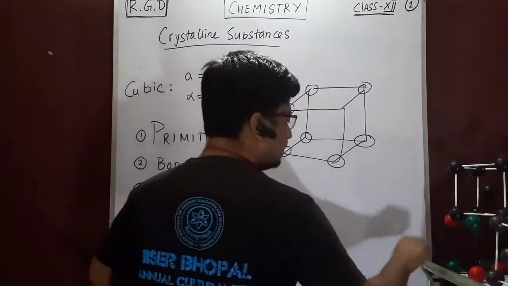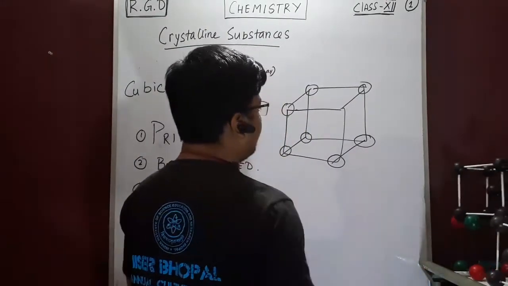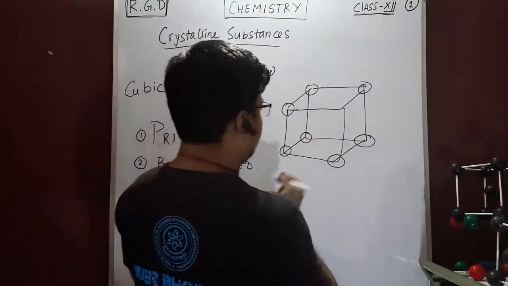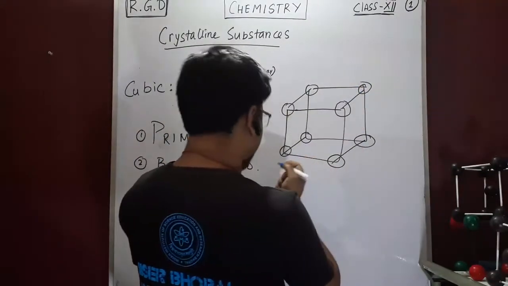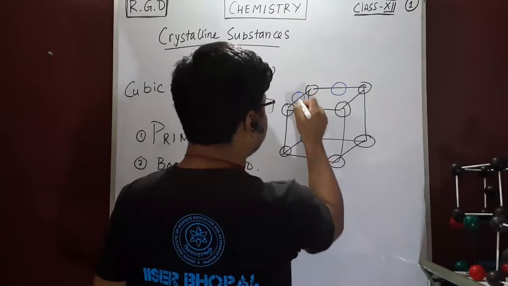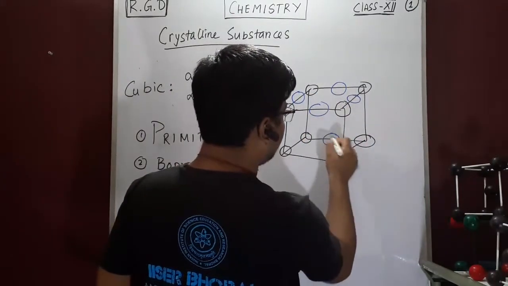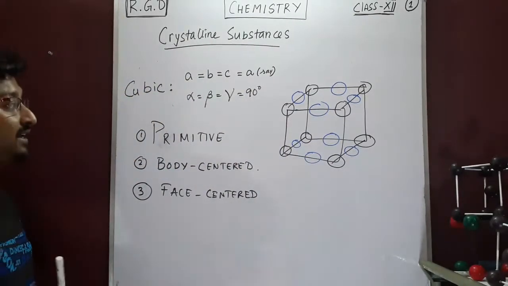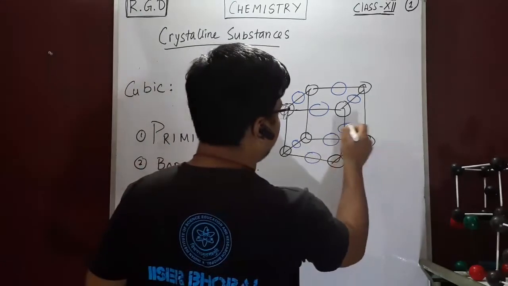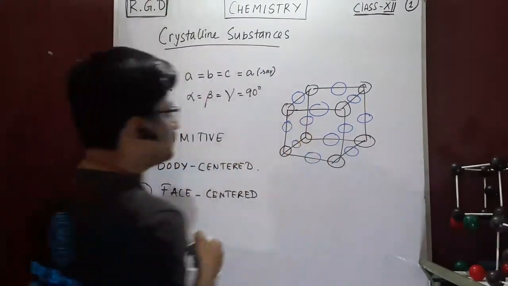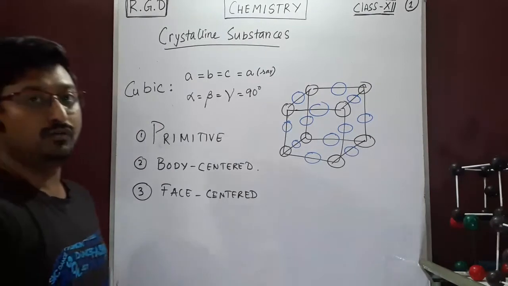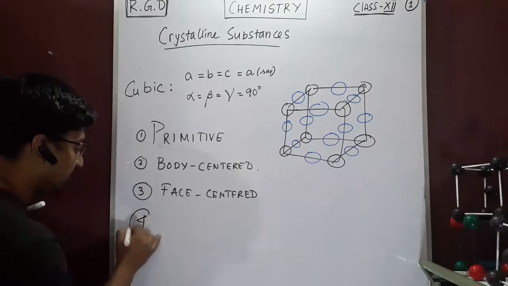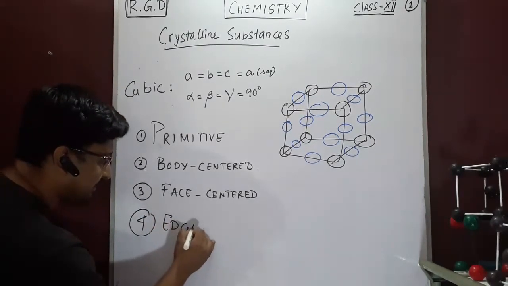So this is a primitive lattice. In another case, what can happen is that in between all the edges, here, one, two, three, four. So how many? Four, four, eight, four, 12. So you have four edges and four edges. So it is known as the edge centered.